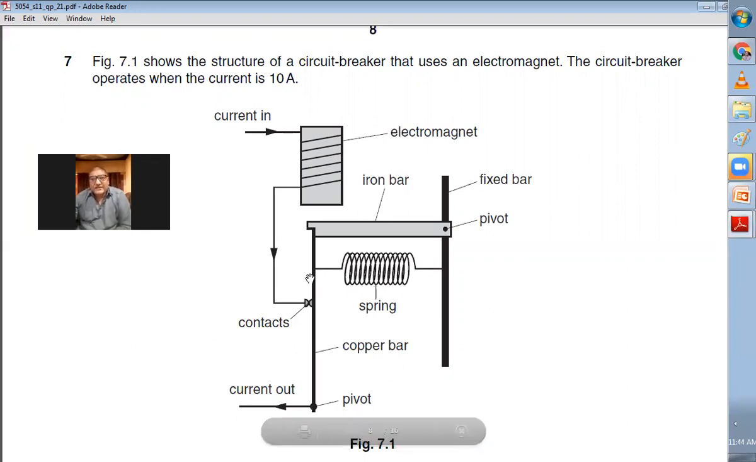Here we have attached a spring which is trying to pull this copper bar to the right. Here we have the iron bar which is acting like a lock for this copper bar. It is stopping this copper bar from moving to the right side. If somehow this iron bar goes up, this lock will be opened and the copper bar will move to the right side, and this contact will be broken and the supply of the current will also be cut off.